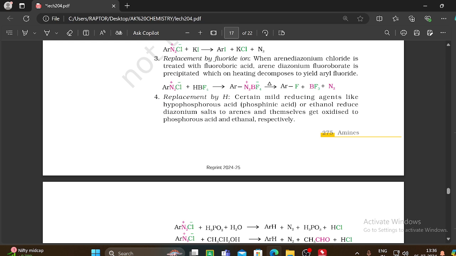Replacement by hydrogen, right? See, certain mild reducing agents like hypophosphorus acid. So this is an MCQ. Which of the following acts as a mild oxidizing agent? KI, it is given on page number 296, in the new book. The other reaction is also there.